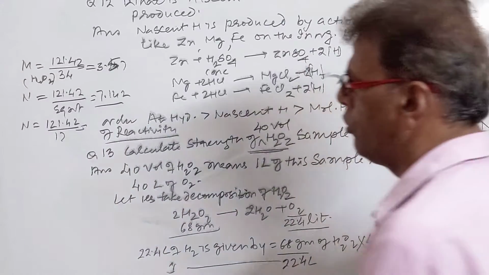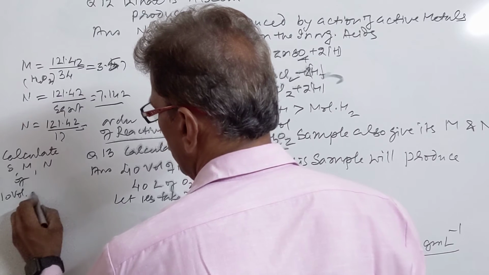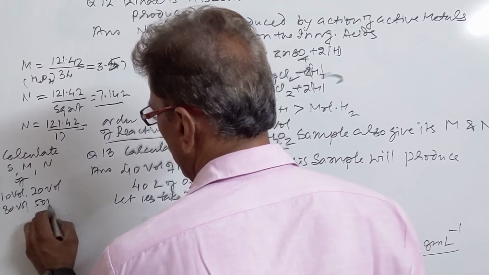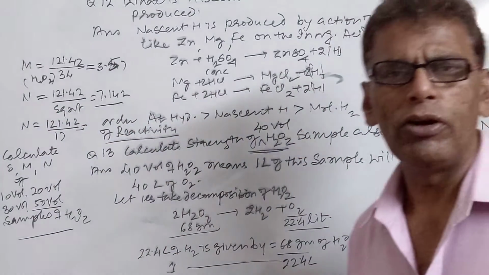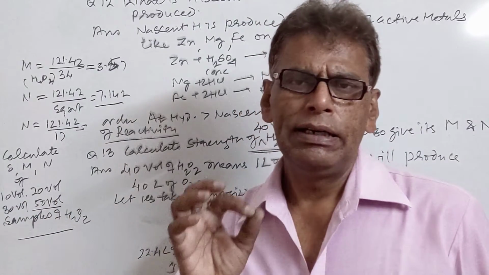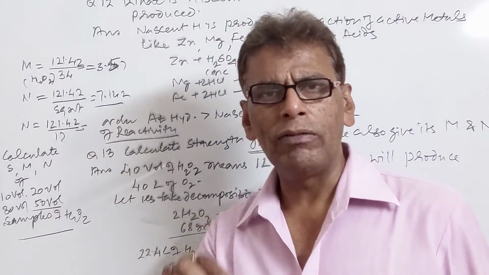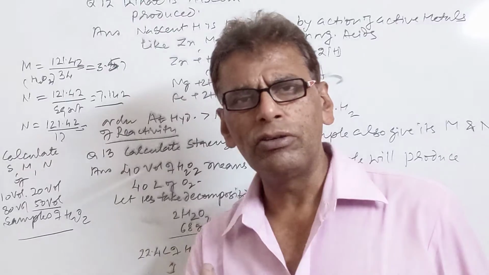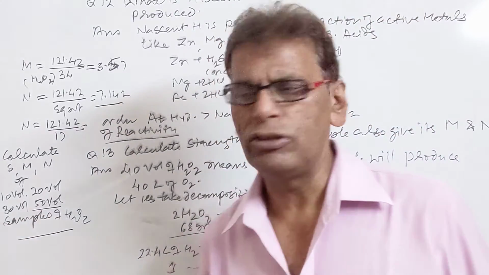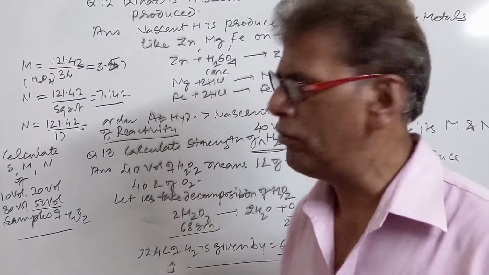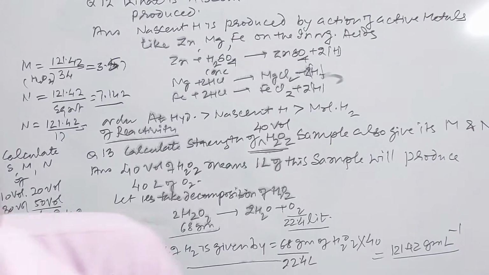Now there are problems for you. Calculate the strength, molarity, normality of 10 volume, 20 volume, 30 volume, 50 volume samples of H2O2. You have to calculate all these as we have calculated in the case of 40 volume. 10 volume of H2O2 means 1 liter of this sample will produce 10 liters of O2 on decomposition. 20 volume means 1 liter of this sample on decomposition will produce 20 liters of O2 gas. Similarly, 30 volume means 1 liter on decomposition will give you 30 liters of O2. Similarly, 50 volume means 1 liter of this sample will produce 50 liters of O2 gas. So in this manner we can calculate the strength, normality and molarity of any sample given to us.